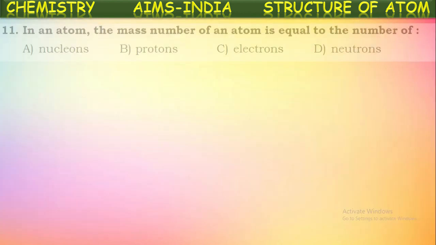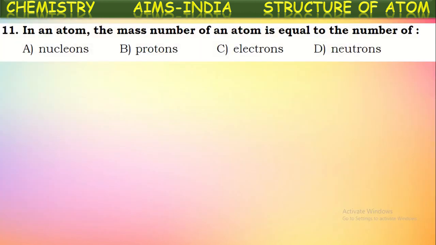Okay, next one. In an atom, the mass number of an atom is equal to the number of... what is it equal to? Mass number is defined as the sum of the protons plus neutrons of an atom. We know the protons and neutrons are present inside the nucleus of an atom, and hence these together are considered as nucleons. Protons and neutrons together are considered nucleons.